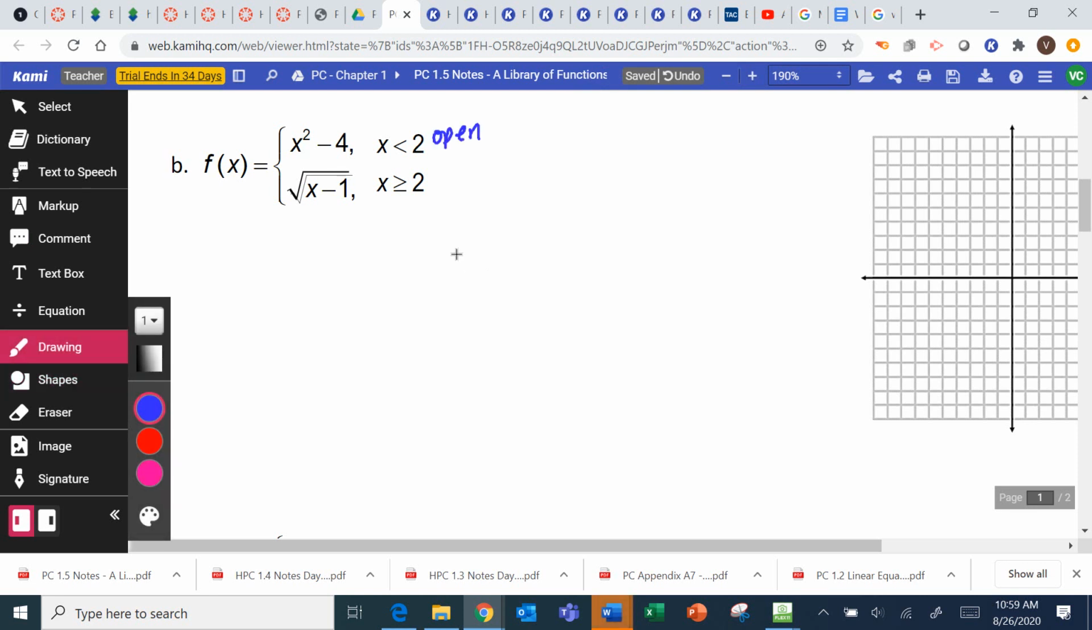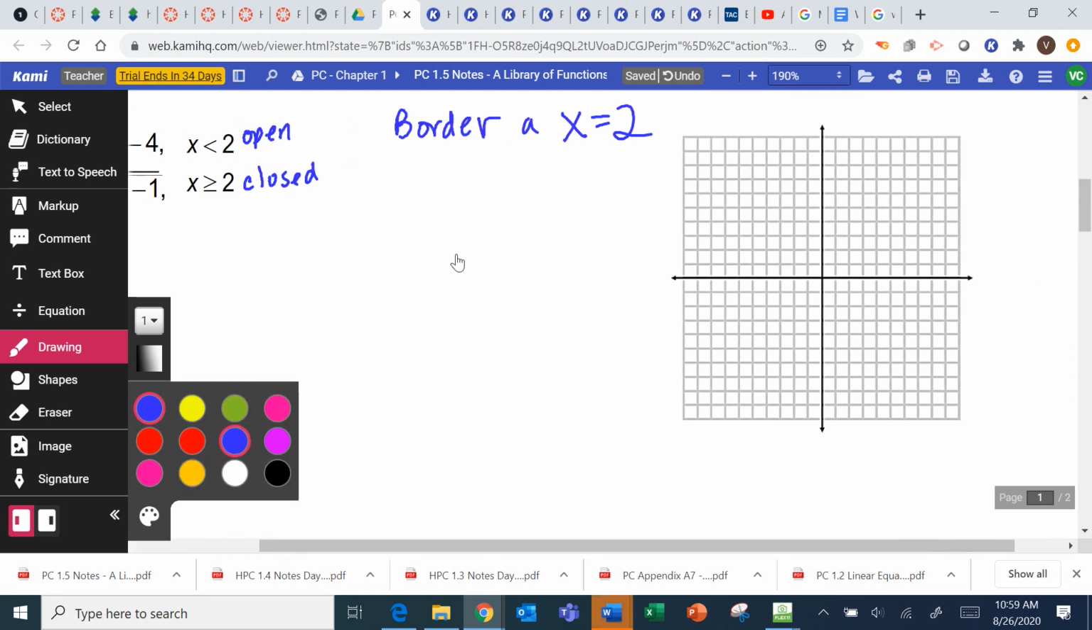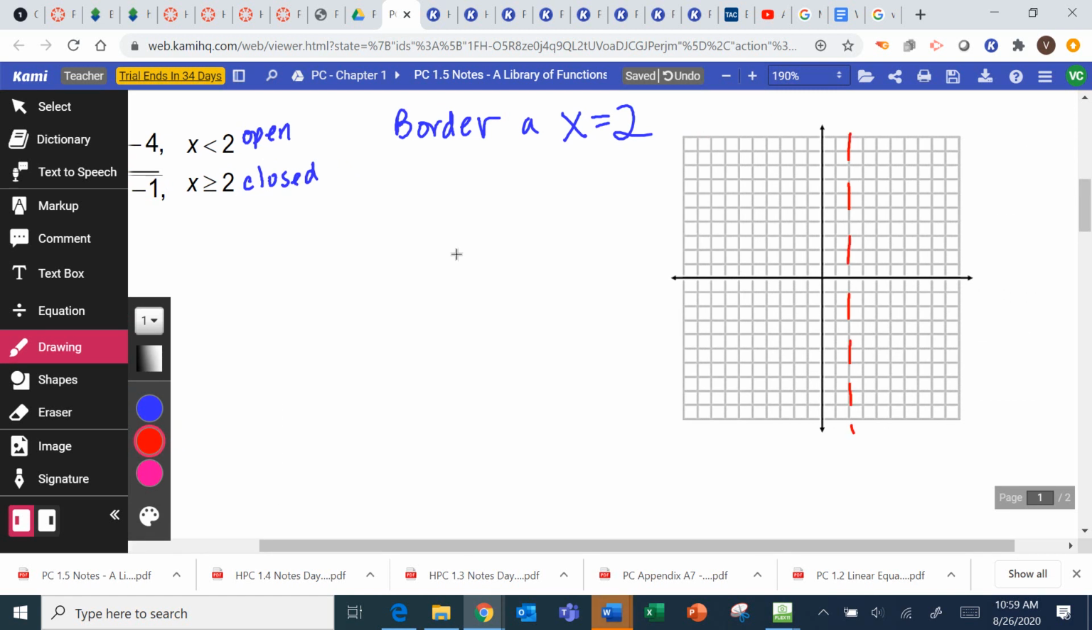How about the second one? Open or closed? Closed. There always has to be one open next to one closed. Okay? And I'm going to go ahead and make that border. That border is going to be x equals 2, because that's the number where they open and close at. x equals 2 is a vertical line at 2. There's my border.